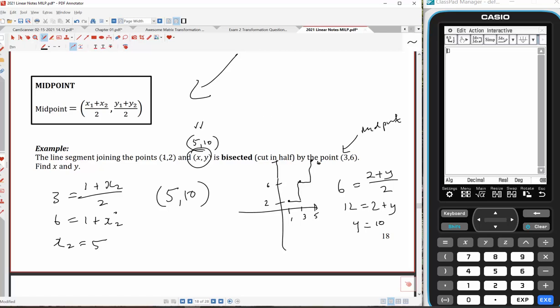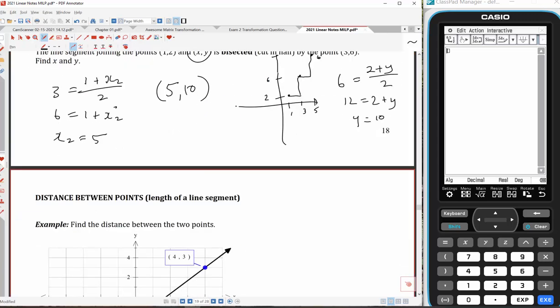Also now, you could calculate the midpoint of 1, 2 and 5, 10. And what should happen is you get this value here, 3, 6, this coordinate here.